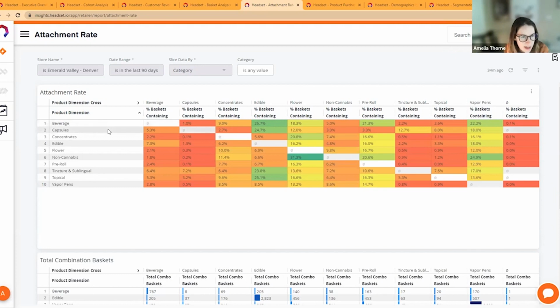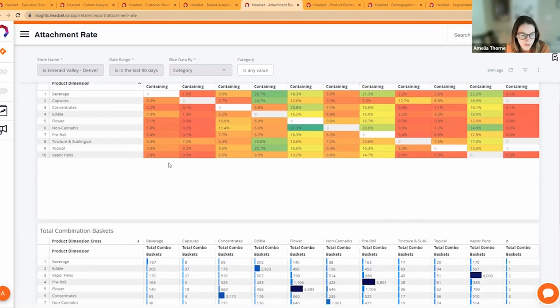Or maybe it's the opposite. I might have to double check on this. You know what? I think it's the opposite. So because we're looking at this product dimension, when beverage is in the basket, flower is showing up 18.3% of the time. Because if we look down here, when flower is in the basket, beverages are showing up 2.1% of the time, which makes a little bit more sense based on the combo of baskets down here.